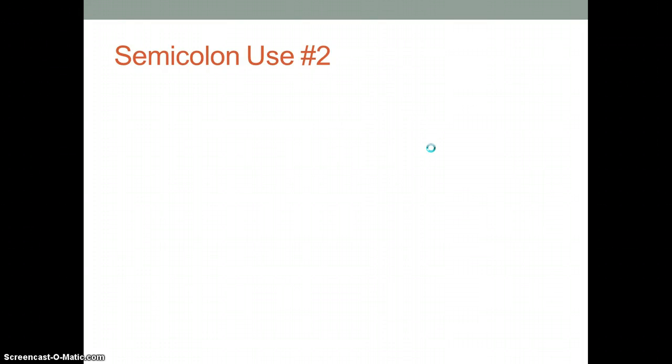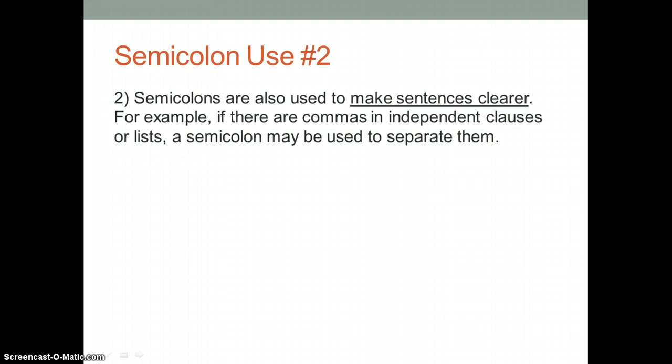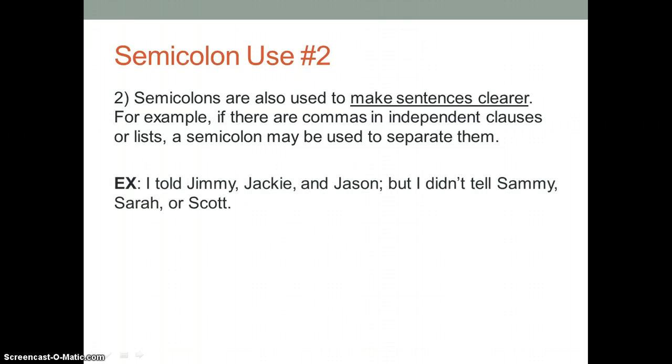Okay, the second place where we can use a semicolon is to make sentences clearer. For example, if there are commas in independent clauses or lists, a semicolon may be used to separate them. Let's look at an example of that. In this sentence, "I told Jimmy, Jackie, and Jason; but I didn't tell Sammy, Sarah, or Scott." We've used the semicolon to separate the two independent clauses simply for clarity.